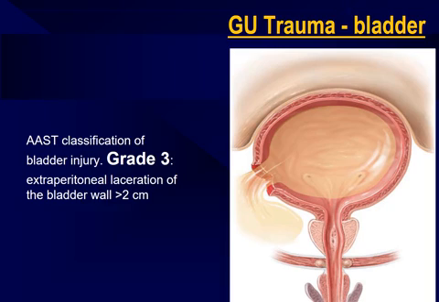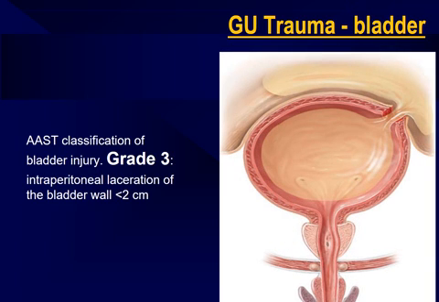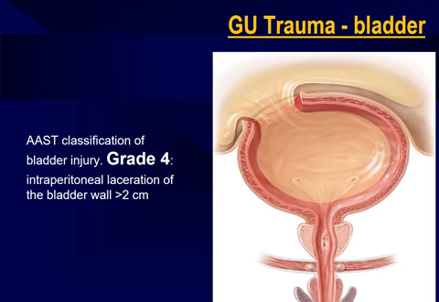Grade 3, a large laceration in the bladder wall, but still extraperitoneal and does not extend to the urethra or the bladder neck. Another example for grade 3 is a small, less than 2 centimeter laceration, but here the extravasation extends intraperitoneally. Grade 4, large laceration and intraperitoneal leakage. This is considered the grade 4 bladder trauma.